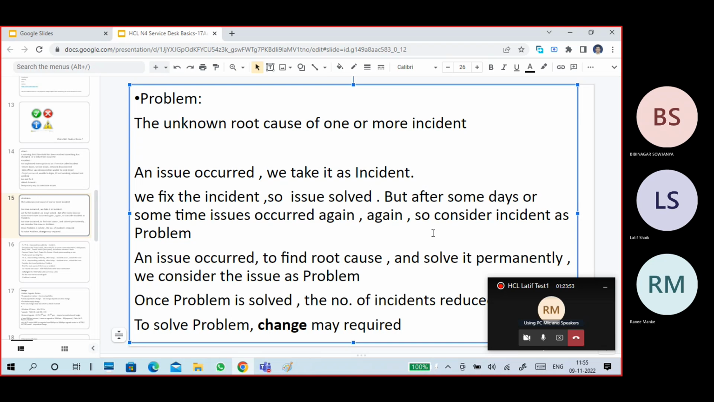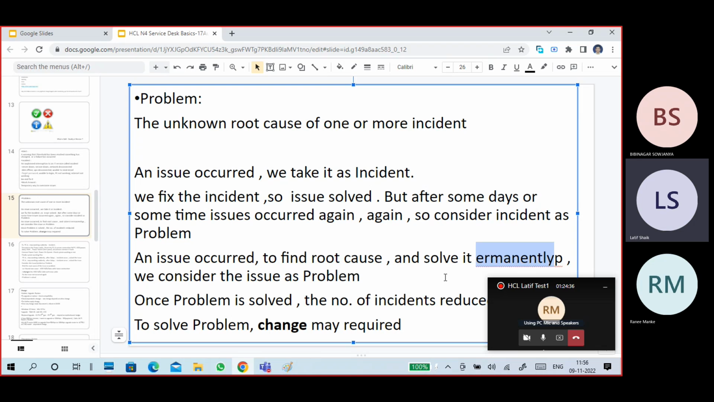Second, you find the root cause of the issue, why it occurs. If you find the root cause and solve it, it will be permanently solved. So we consider these things as a problem. Repetition of incidents with an unknown root cause of one or more incidents, you have to consider as a problem. Once considered a problem, you compulsorily have to find a permanent solution.